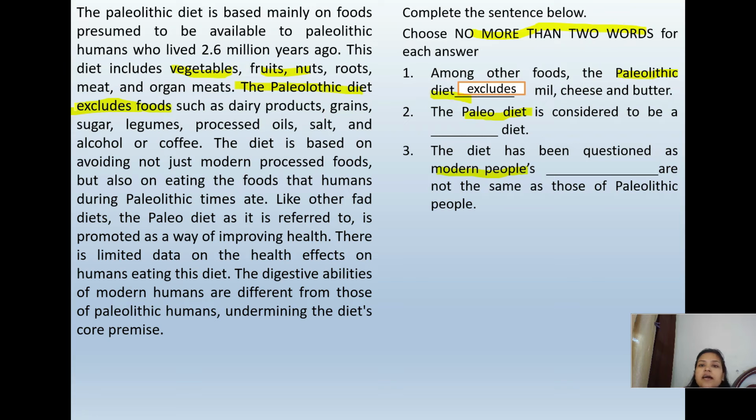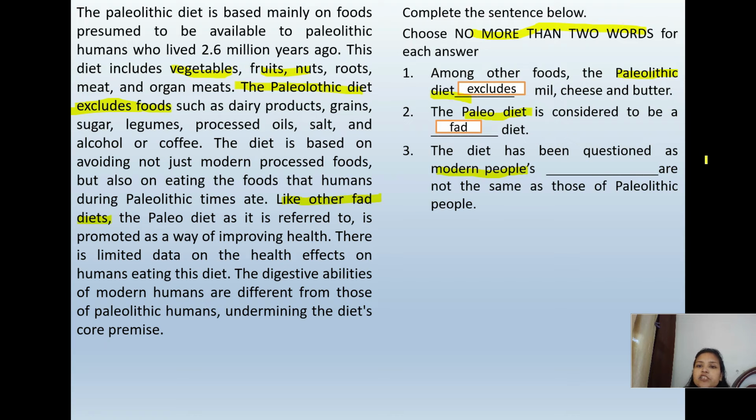See here, I don't change anything in the word. The paleo diet is considered to be what diet? Let's see. The diet is based on avoiding not just modern processed food, but also on eating the foods that humans ate during Paleolithic times. Like other fad diets, the paleo diet, as it is referred to, is promoted as a way of improving health. That means like other fad diets, the Paleolithic diet is also a fad diet. So it would be fad.